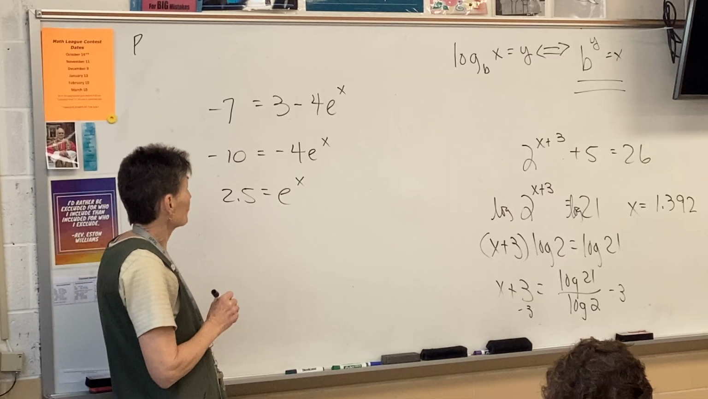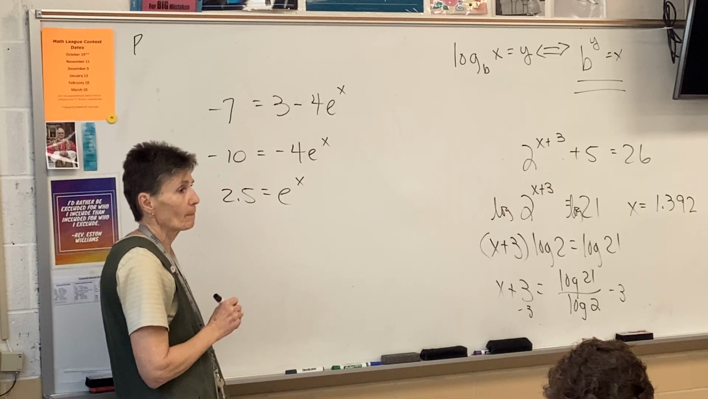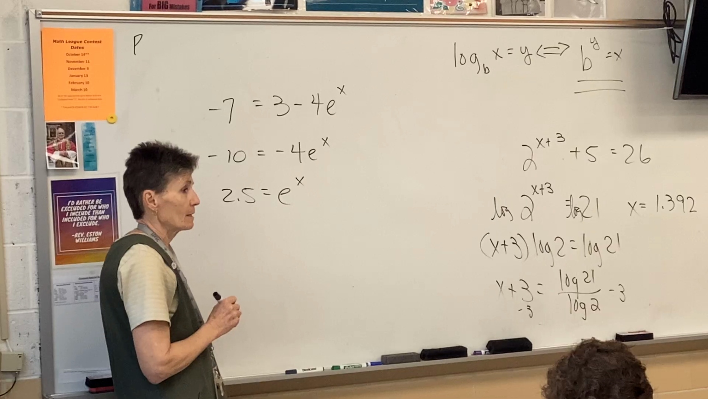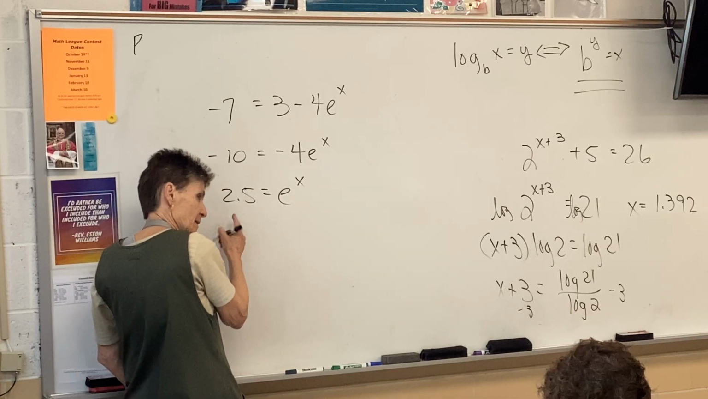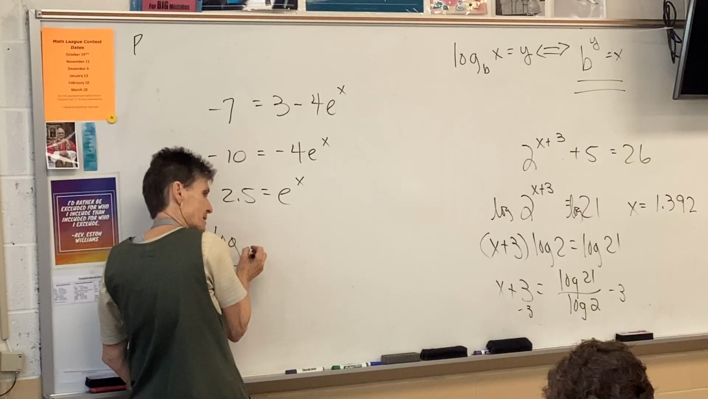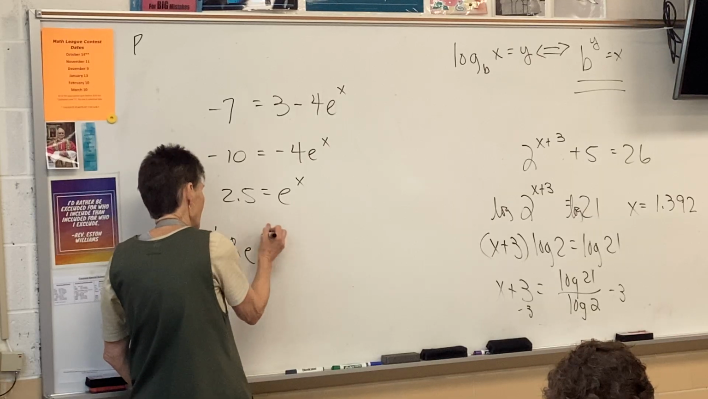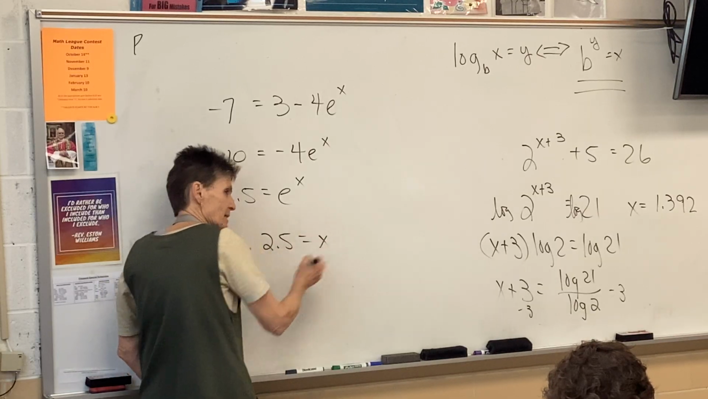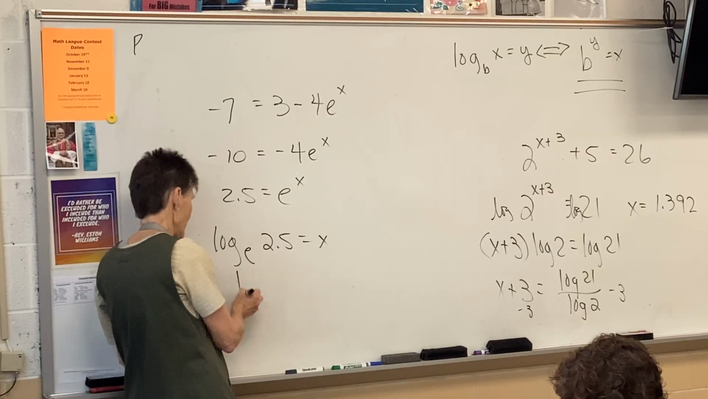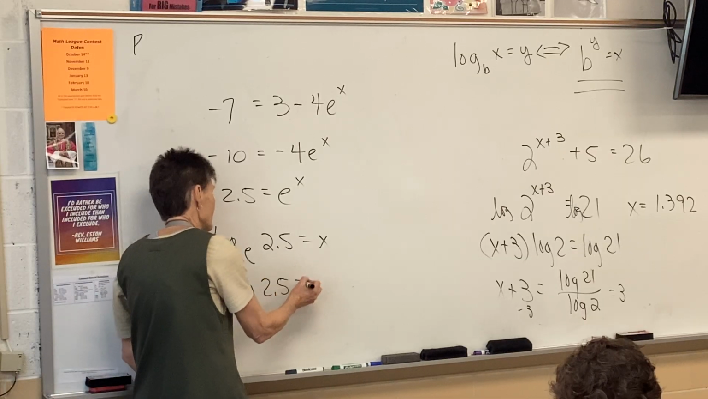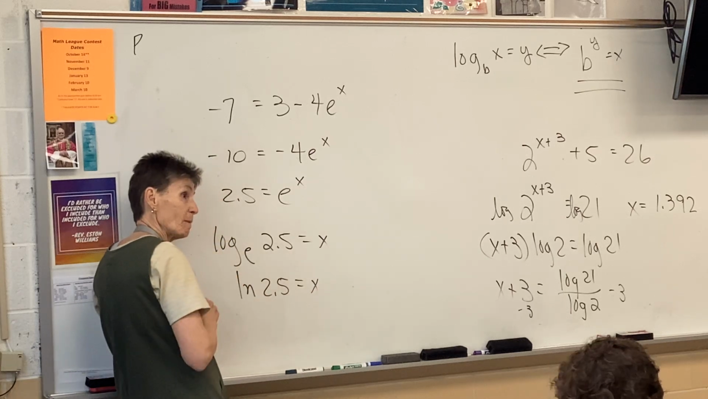So did you subtract 3 and divide by -4? So what are our options again? Let's convert that into logarithms. So that would be log base e of 2.5 equals x. What's log base e? ln. So even I can do that even with my calculator.